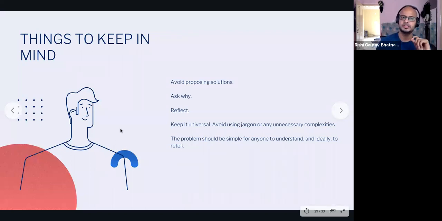When we are writing problem statements, we have to keep in mind these items. One, we avoid proposing solutions at all costs. And I'll tell you why.